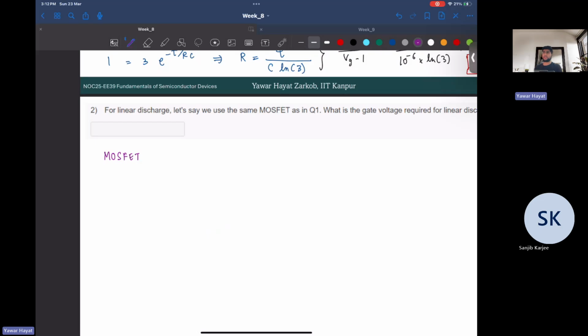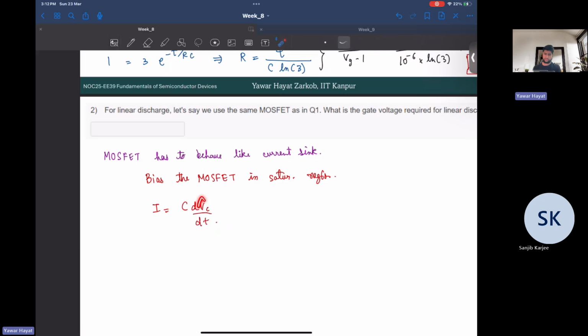Now, for linear discharge, your MOSFET has to behave like a current sink, right? So where do we need to bias the MOSFET? Bias the MOSFET in saturation region, okay? So your I, that is C dVC by dt.